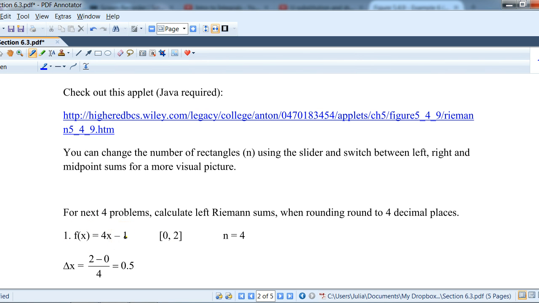And anyway, how do we apply it is very simple. If you have a graph, you may have to read the y values of the graph. But if you have a function, here is the interval, 0 to 2, n equals 4 for rectangles. So how do we find the width? It's 2 minus 0 over 4. In this case, it's 0.5.